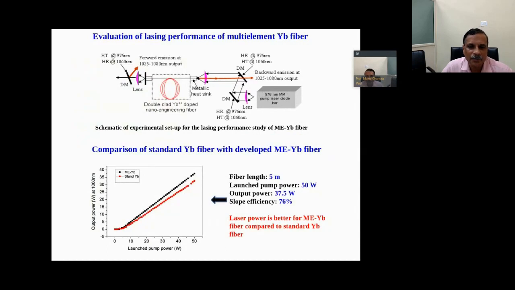If we see the lasing performance, we have compared both the standard ytterbium fiber and multi-element doped fiber. This is the multi-element doped fiber, and this is the standard ytterbium doped fiber. In this case, we have used the same length of 5 meter and launched pump power of 50 watt, and got 73.0 watt output power. The slope efficiency for the multi-element ytterbium doped fiber is much better, around 76% compared to the standard fiber.